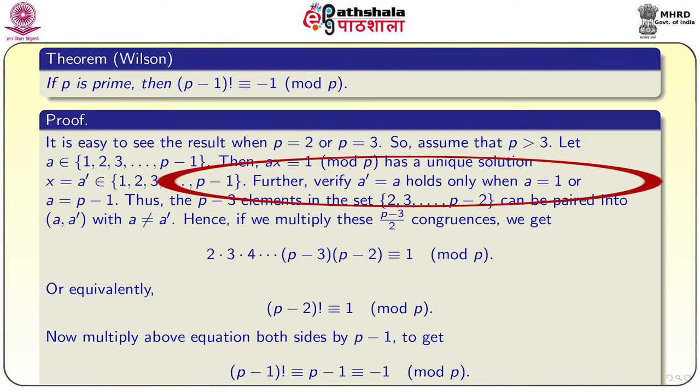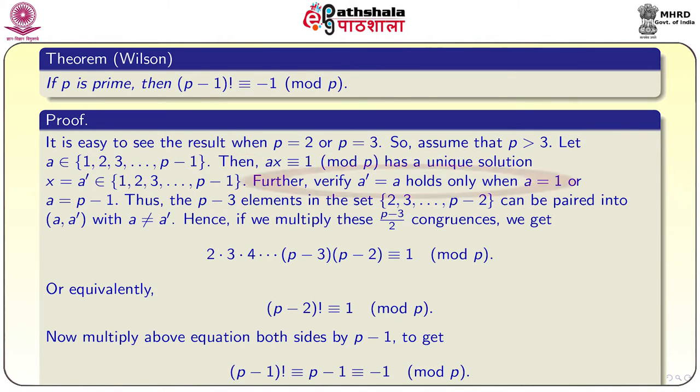Further, it is easy to verify that a dash equal to a holds only when a equal to 1 or a equal to p minus 1. So, it is better to prove this part.